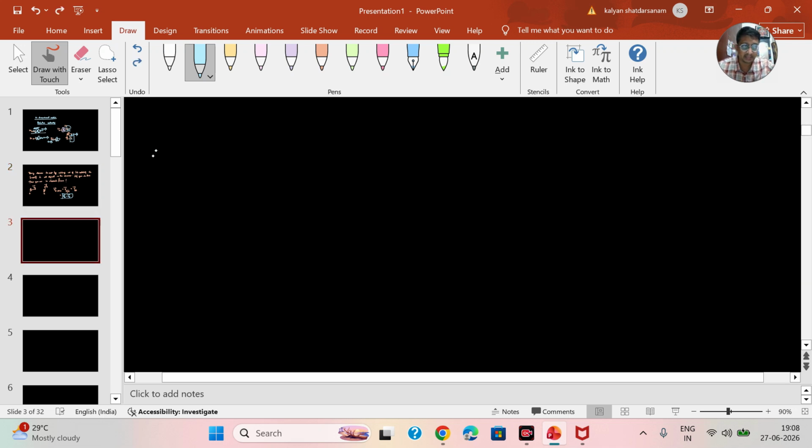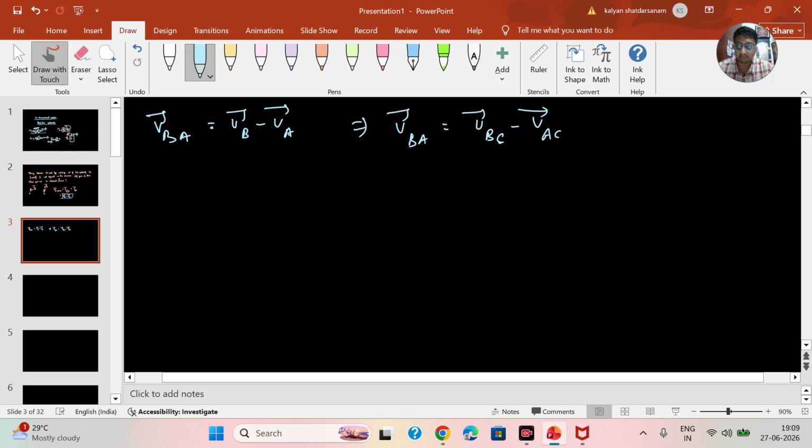We will use this idea. So VBA is VB minus VA. When I say VB, it is with respect to some ground, whatever it is. And VA again is with respect to ground or with respect to any other observer. So this actually means VBA is VBC minus VAC. You can say that as seen by some person C. He may be a ground observer or whatever.